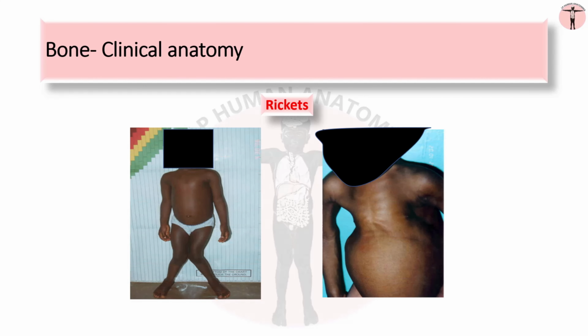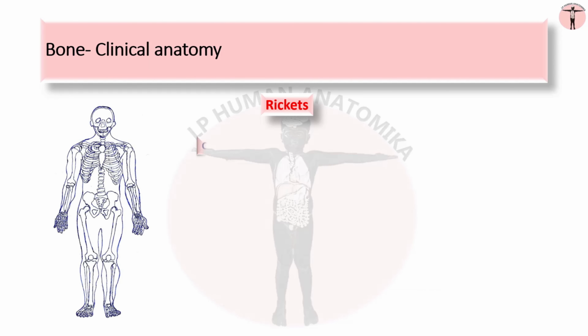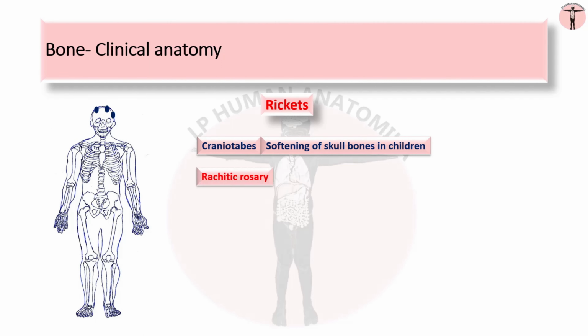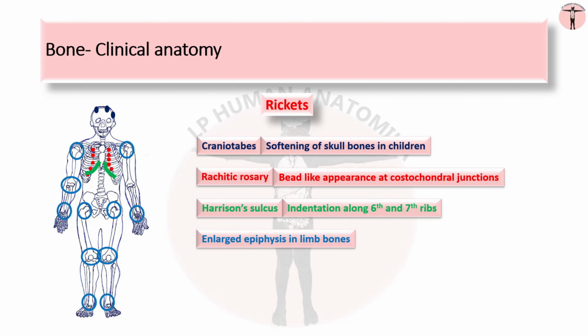Signs include bowed legs, deformities of the pelvis, ribs and skull. This results in craniotabes, which is the softening of skull bones, rachitic rosary, where there will be knob-like or bead-like appearance at the costochondral junctions, Harrison sulcus, a funnel-like groove, which is indentation on chest along 6th and 7th ribs at the diaphragmatic attachments, enlarged epiphysis in limb bones, and the spinal and pelvic deformities.